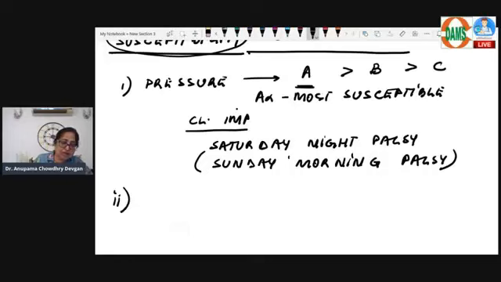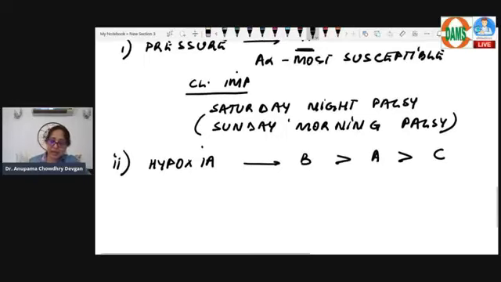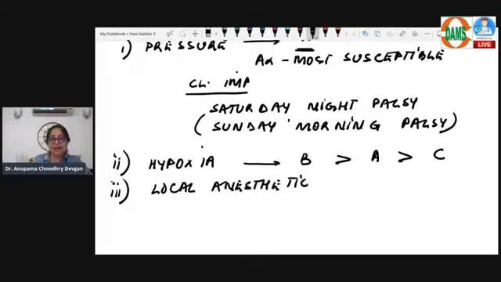Let's see what are the fibers which are susceptible to hypoxia. B fibers are most susceptible to hypoxia, then A, and then C. To local anesthetics, again, A more than B more than C, right? A more than B more than C.